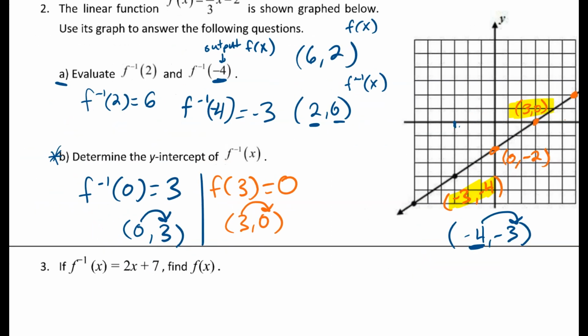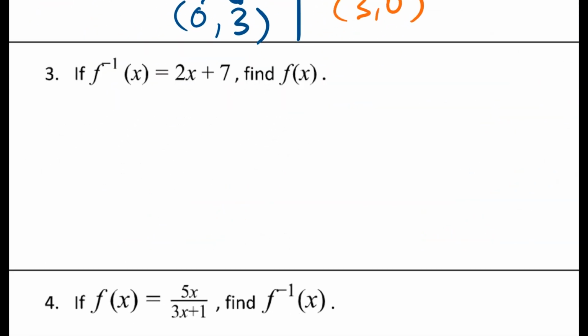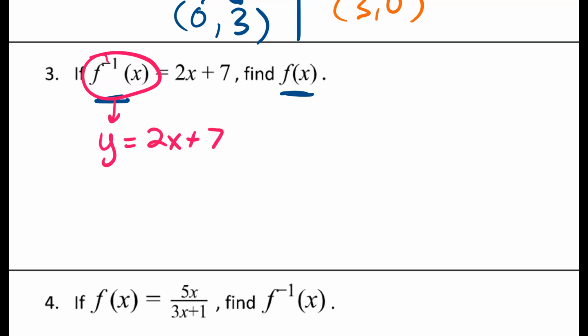Algebraically, it's a similar idea. So let's take a look at this. If f inverse of x is 2x plus 7, find f of x. Well, the process for finding f of x given the inverse is the same as finding the inverse given f of x. We could still just swap the x and y values. So remember, f inverse of x is still showing you an output, so we could still call that a y value. So this is my inverse function. And in order to find the original function, we just need to swap our x and y values.